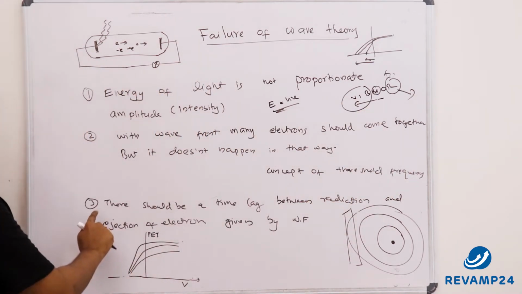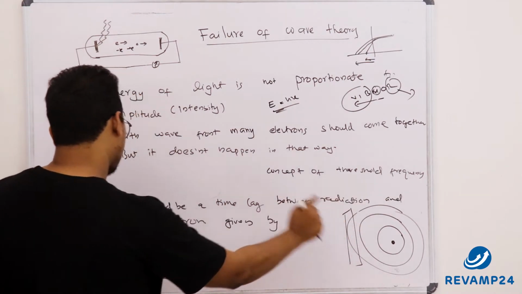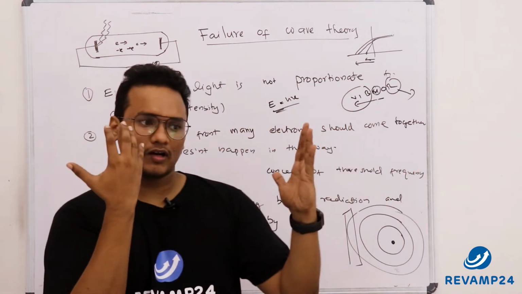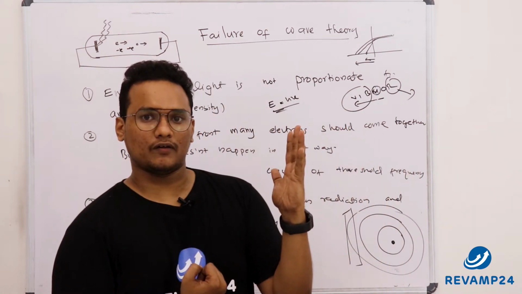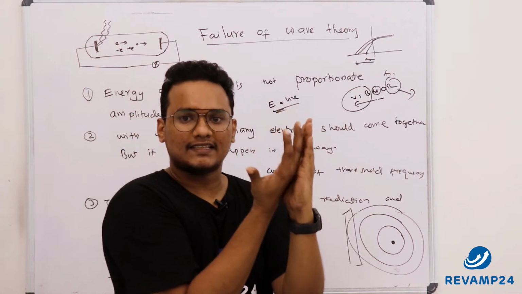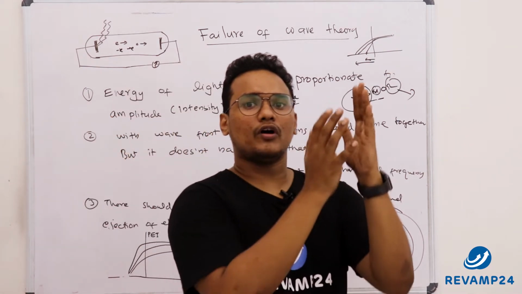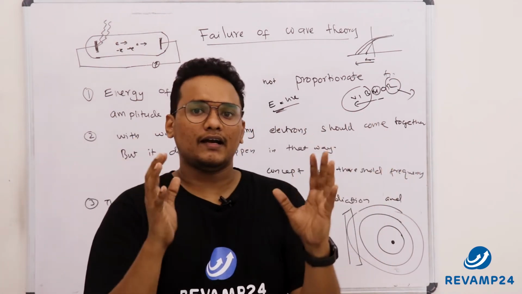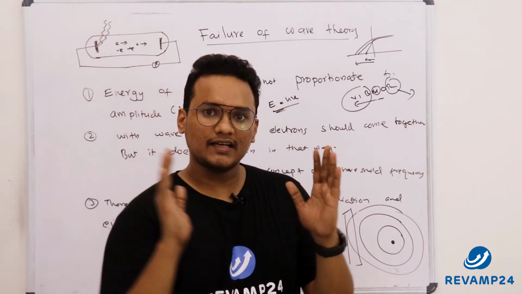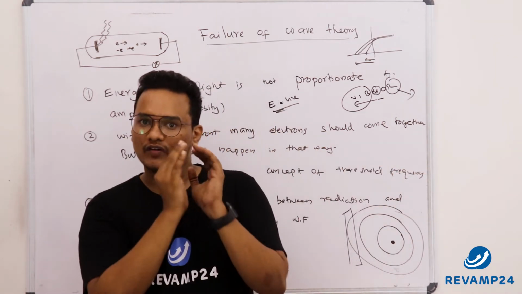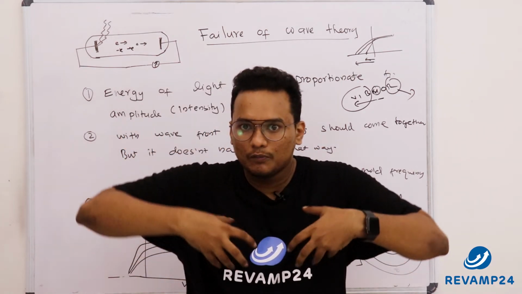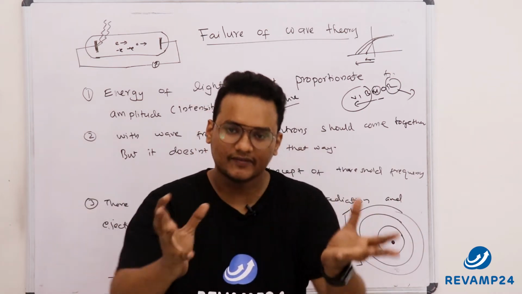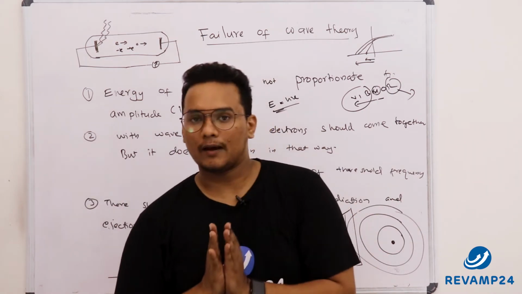Next, there should be a time lag between radiation and ejection of the electron. As per wave theory, a wavefront will come and give a certain amount of energy. The electron will absorb it. Then the next wavefront will come, and more energy is given. The next will come. So this energy will keep building one after another, and at a certain point the electron will come out. So there is a time lag. So I switch on the bulb and wait for the electron to accumulate the minimum energy required for photoelectric emission, and after that this process will happen. But is it happening in that way?